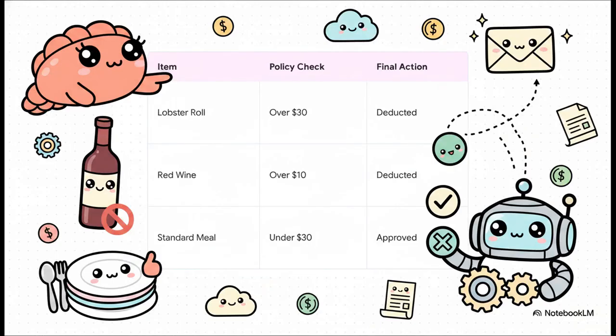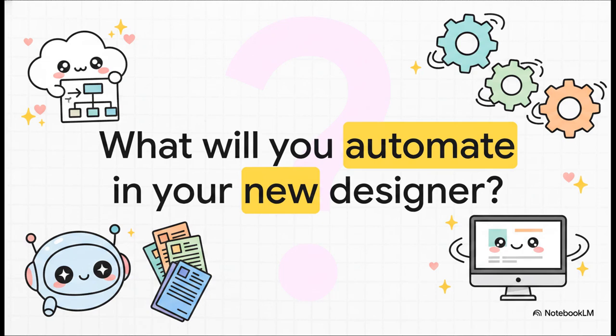Looking at the breakdown, the agent perfectly detected the exceptions. It flagged the lobster roll as over $30 and deducted it. It flagged the wine as over $10 and ruthlessly deducted that too. It approved the standard items, tallied the correct total, and even added guidance notes explaining exactly why it made the deductions based on company policy. Flawless background execution. And that wraps up our explainer.